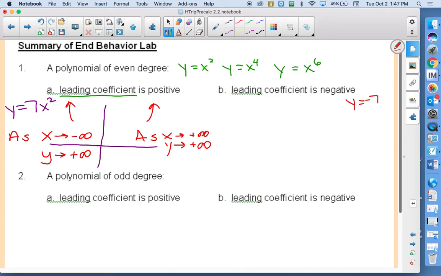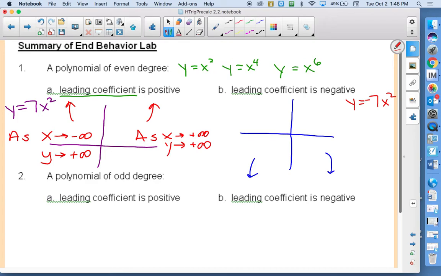activity, I'm just going to make mine negative. So now I have y equals negative 7x squared. Draw yourself a little sketch. You're just worried about the end behavior. Since it's negative and it's even, they both go down. Positive even up, negative even down.